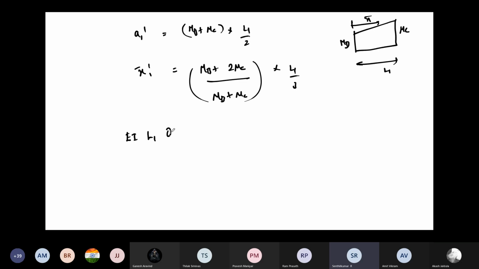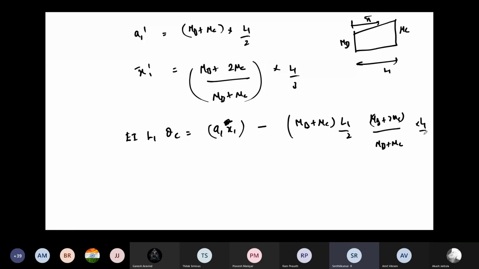So if I substitute, EI L1 theta C equals A1 X1 bar, which I can't touch, because this is purely for positive moment due to the loading. The loading can be any loading, so we can't say what the value is. Then minus, what is your A1 dash? MB plus MC times L1 by 2. Then your X bar is MB plus 2MC by MB plus MC into L1 by 3.